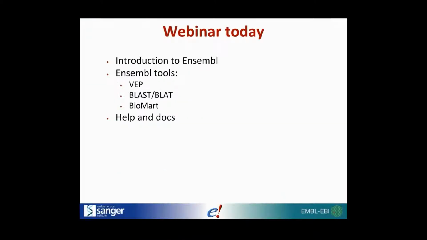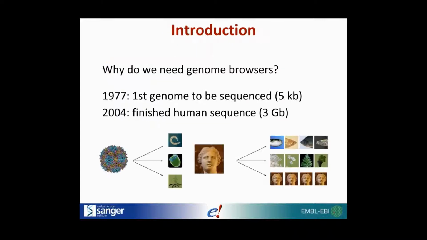So what we're going to talk about today is a quick introduction to Ensembl, and then we'll start looking at some of our tools. We'll look at the Variant Effect Predictor, we'll look at BLAT, and we'll look at BioMart, and then I'll refer you to where you can get some help and documentation on using some of these things. So we'll start with the introduction.